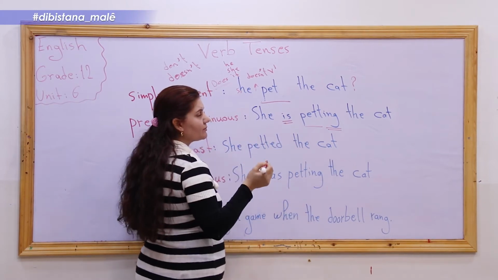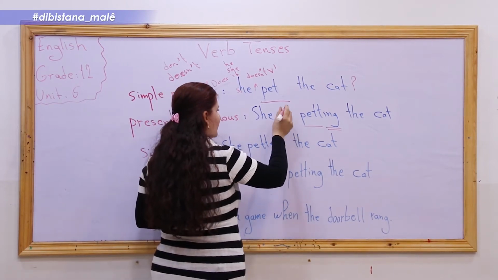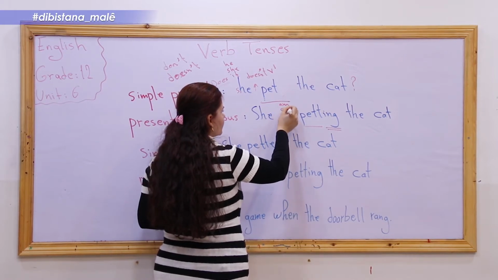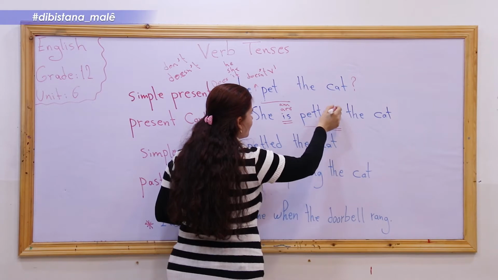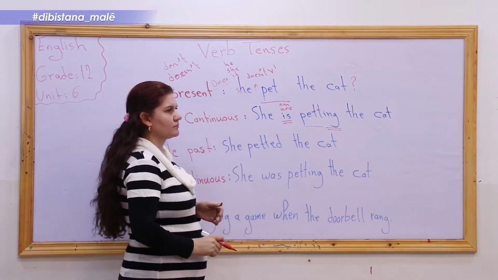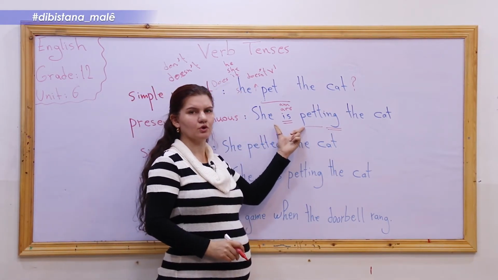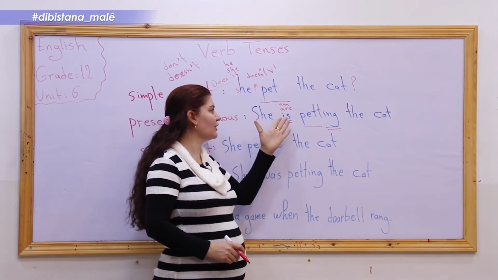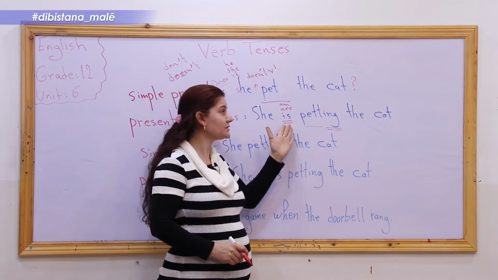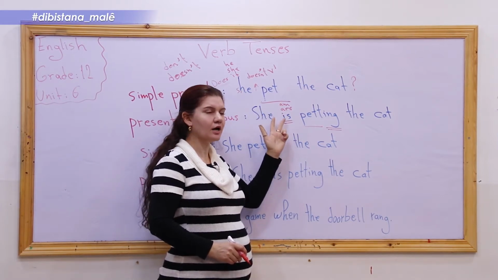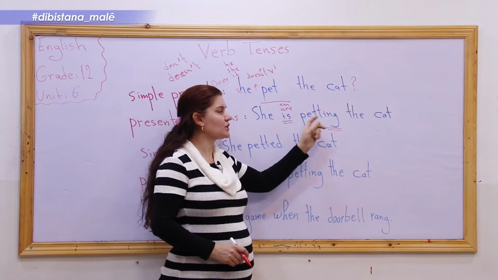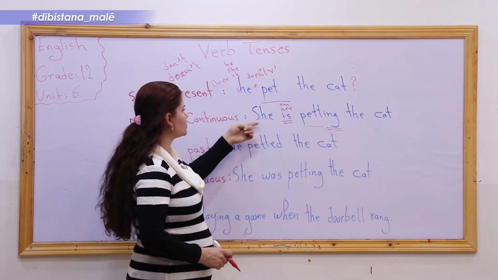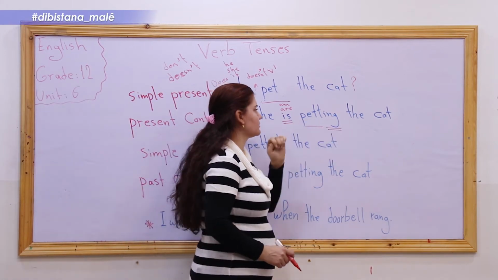It's verb to be, so we should have am or is or are and the verb with ing. So the form of the present continuous should be: subject, then we have verb to be in the present, am or is or are, and the verb with ing, and the rest of the sentence. She is painting the car.